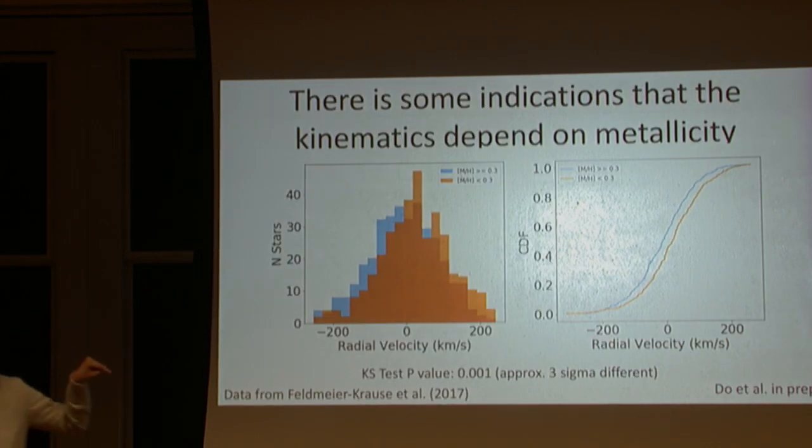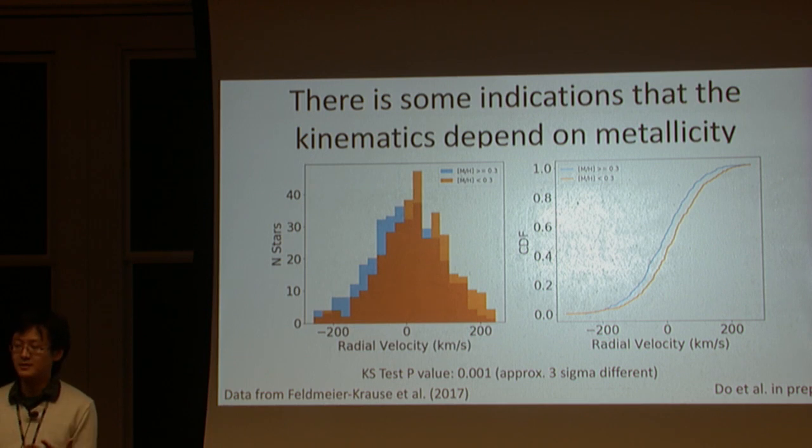So this next part is really preliminary. I only got this result in the last week or so. If you look at the kinematics, there is a slight difference. If you just split the population in two, at a metallicity of 0.3, you see that the low metallicity population is slightly higher velocity than the high metallicity population. And if you do a KS test, it's about 3 sigma, so that's just on the verge of significance.